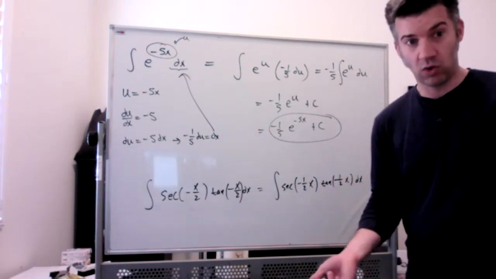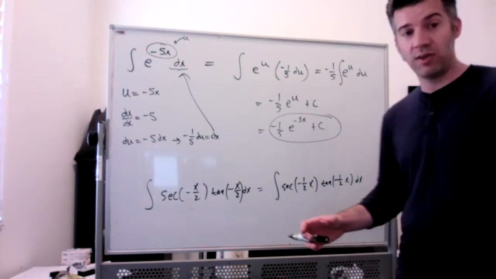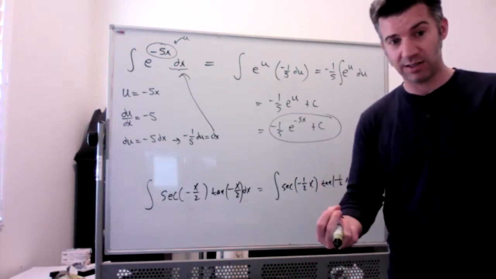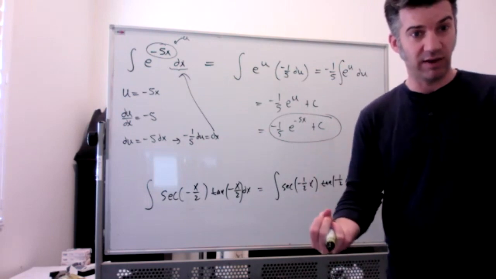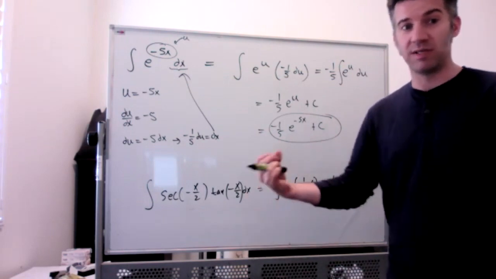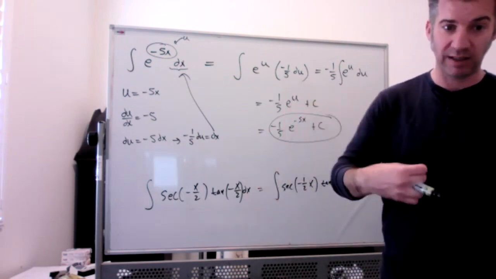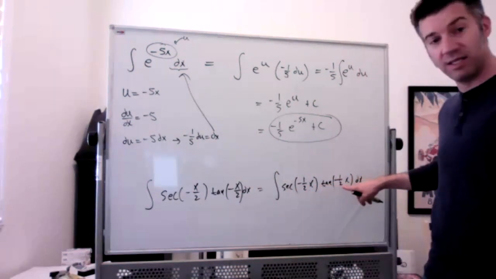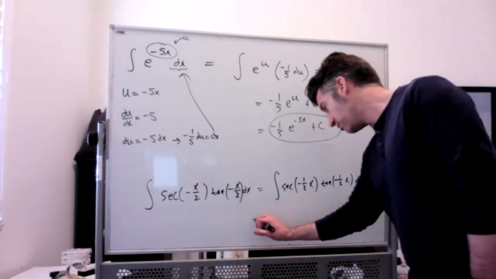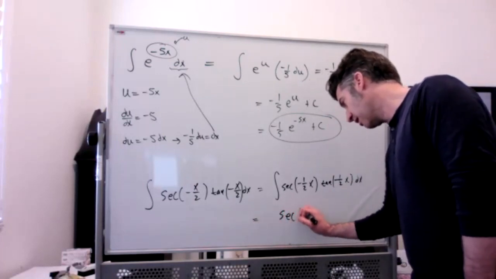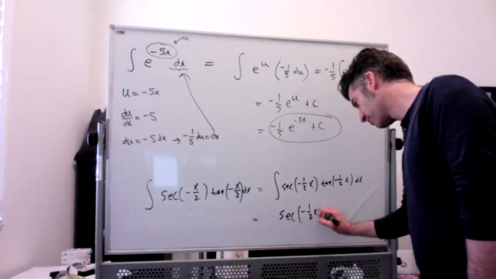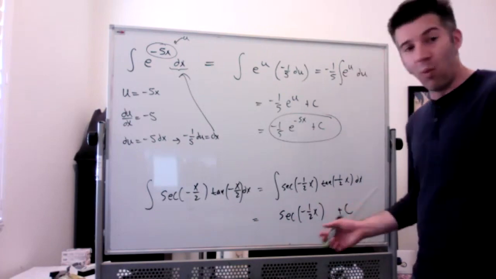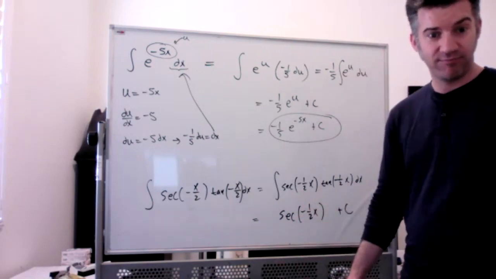Here's the short answer. I know that the derivative of secant of x is secant of x times tangent of x. So the antiderivative of secant of x times tangent of x should be secant of x. The antiderivative of secant of a thing times tangent of the same thing should be secant of that thing. What do I need to divide by?